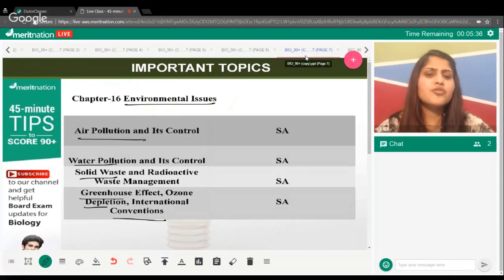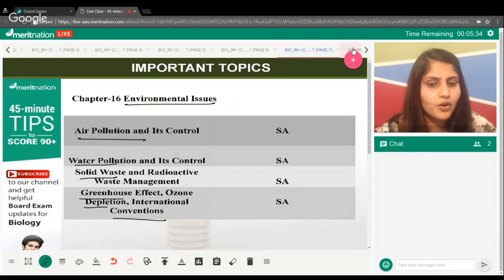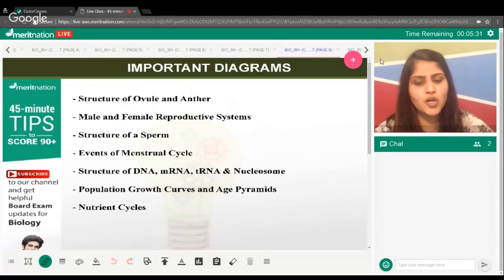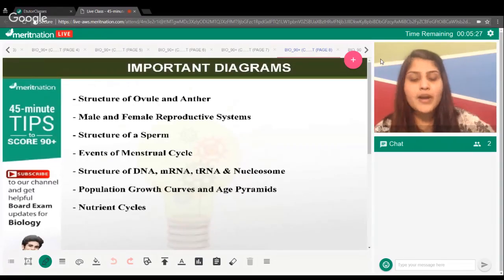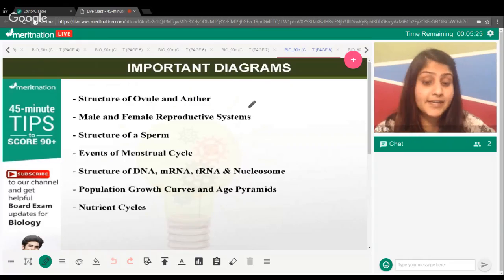Okay, you do not have to learn the data given, Anushka, not at all. You must know about the concepts. Now, important diagrams. I am going to take you through the different diagrams.